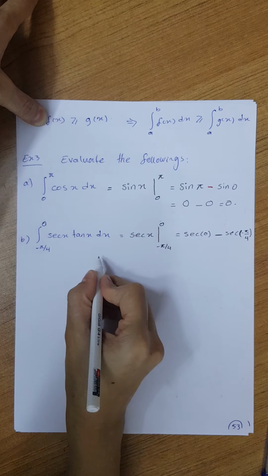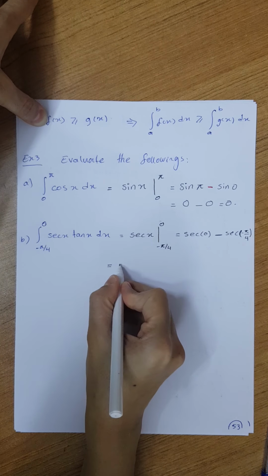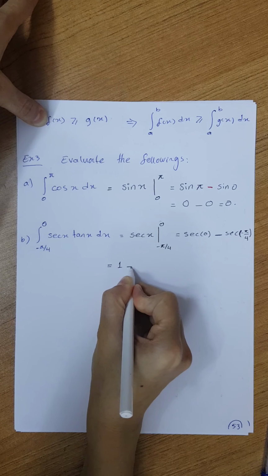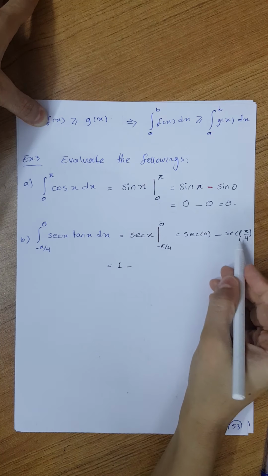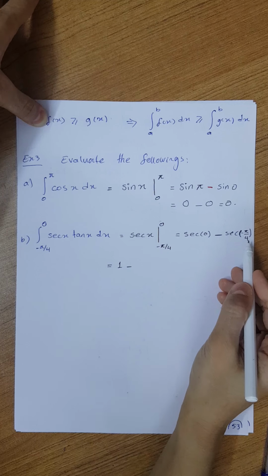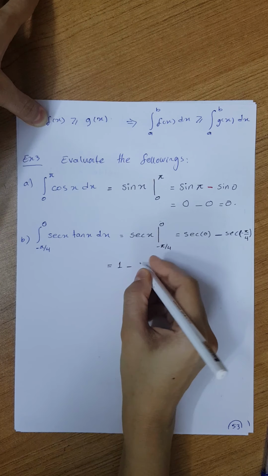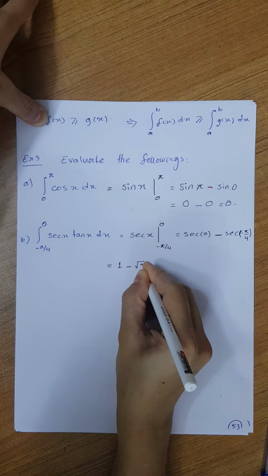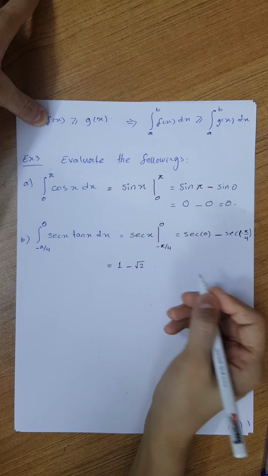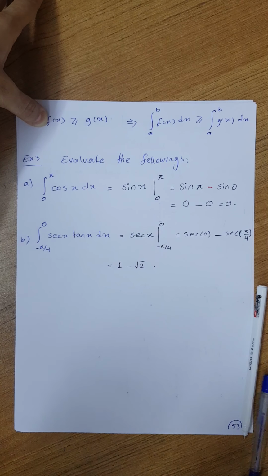Secant of 0, you know that secant is equal to 1 over cosine. 1 over cosine of 0 is 1 over 1, and that's equal to 1. I have that minus sign here. Then I have secant of minus pi over 4. That means 1 over cosine of pi over 4, because cosine is an even function. Cosine of pi over 4 is equal to 1 over root 2. 1 over 1 over root 2 is equal to root 2. You have to know these ones; we have already studied these things. So the result is equal to 1 minus root 2. We have got the third part.